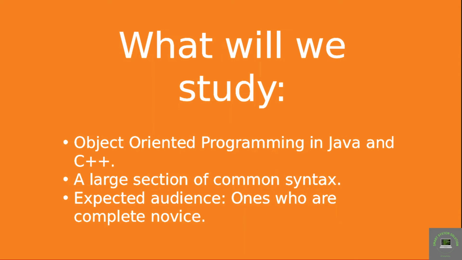Now, what will we be studying in our programming tutorials? Object-oriented programming in Java and C++. Before covering object-oriented programming, we will be covering the procedural part in both Java and C++, and then head towards the object-oriented concepts. As I mentioned earlier, we will be studying Java and C++ together, as both languages share a large part of syntax which is common. Then the expected audience: the ones who are complete novices. If you want to get started with what programming is and learn the basics of computer programming, then this is the right place for you.